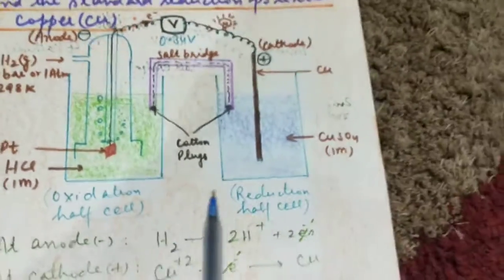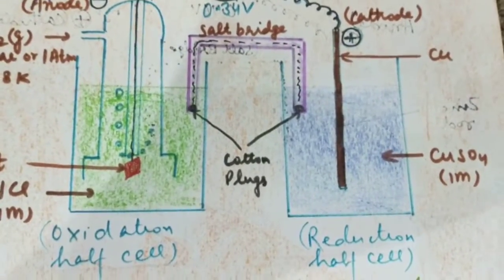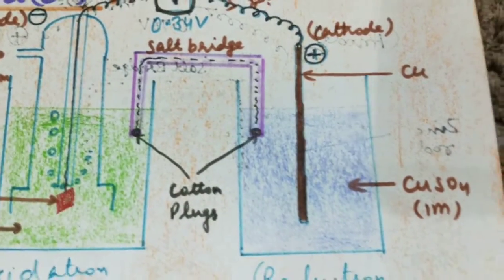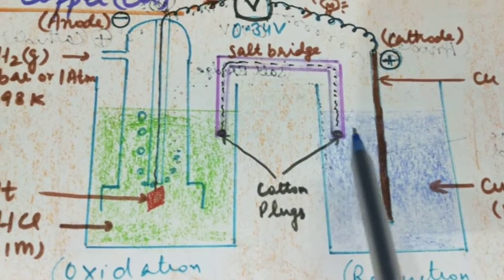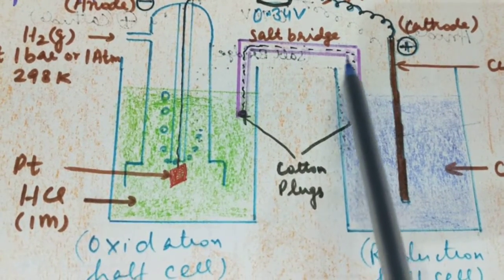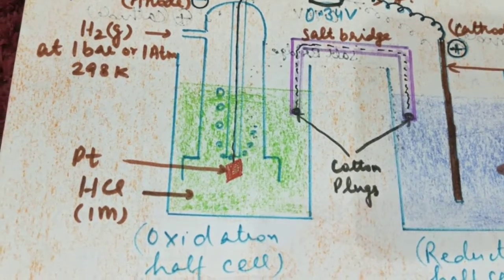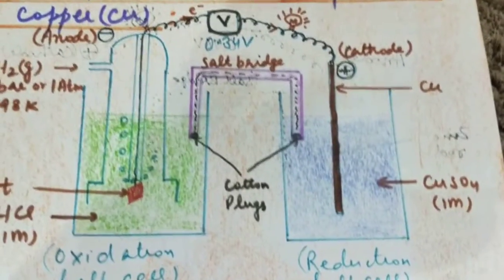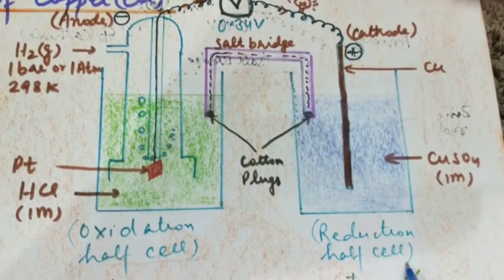Another side, there is copper electrode dipped in copper sulfate solution. These two solutions are connected by using a salt bridge, and because reduction of copper will take place, therefore this is called a reduction half cell.